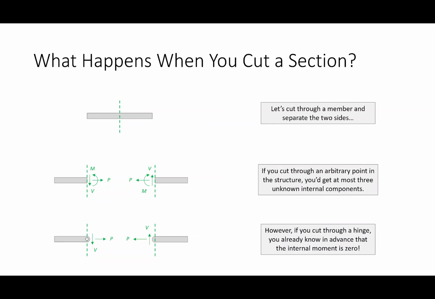Now, if you cut a section, if you break out the samurai sword or lightsaber, you are separating the structure into 2 pieces: whatever's on the left and whatever's on the right. From an equilibrium and analysis standpoint, it doesn't really matter which side you look at. You're going to get equal magnitudes on either side, but in opposite directions. Sometimes that's a little hard to wrap your head around, so let me give you a basic example.